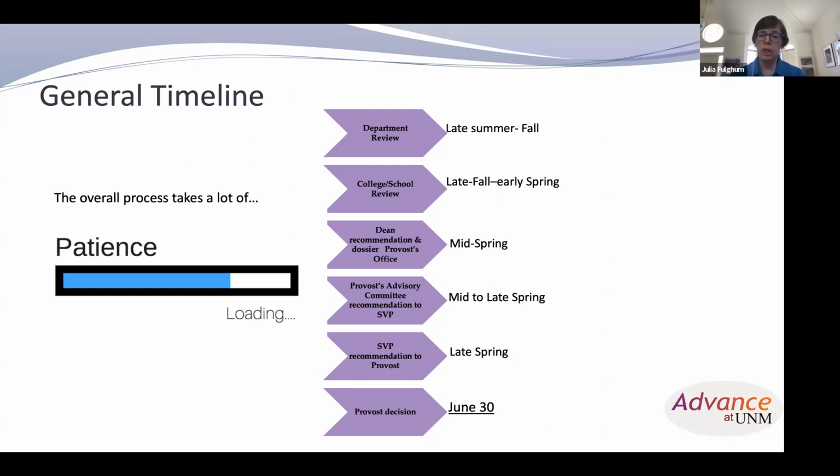The provost committee meets, and then the senior vice provost takes the committee recommendations and makes recommendations to the provost, and the provost decisions have to be in your hands by June 30th. So you're going to put an enormous effort in up front and then spend a lot of time going, okay, I want to know now. And you're not going to know now, but you are going to know at each step how it's going. But be prepared to be a little patient.